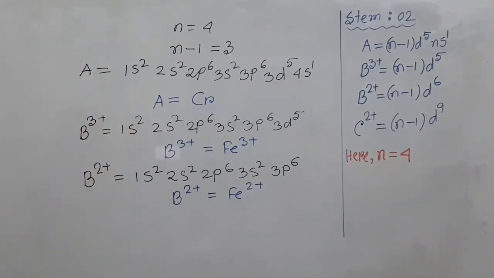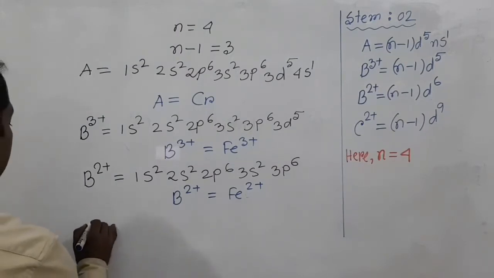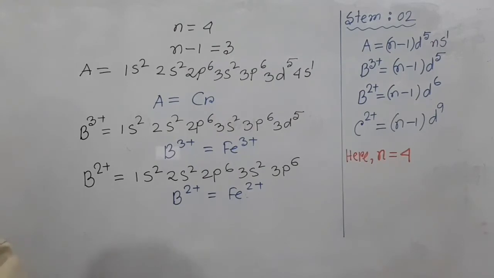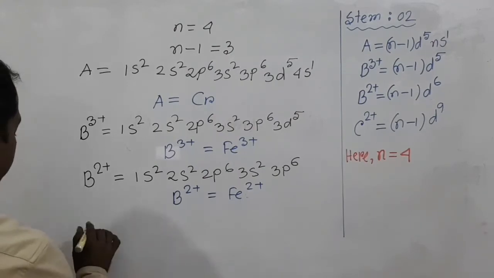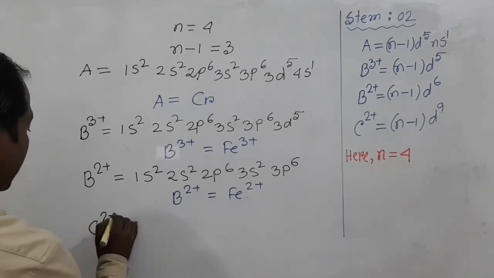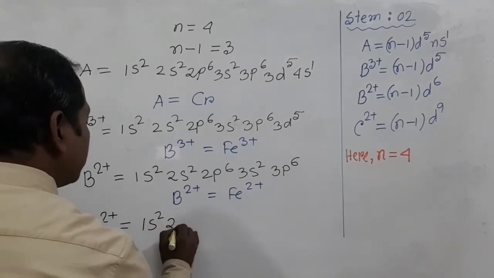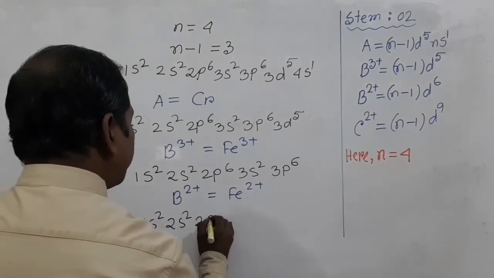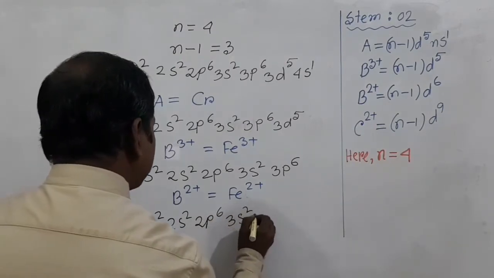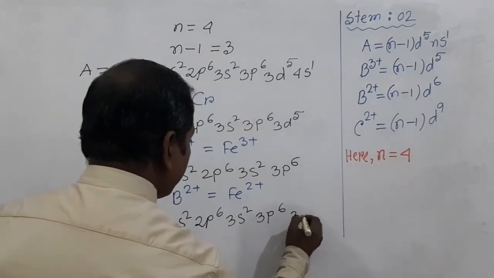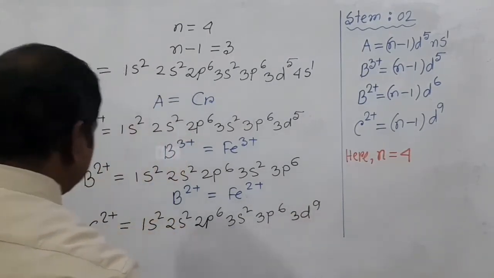and last electronic configuration is C2+. Last electronic configuration of C2+, here given C2+ is 1s2, 2s2, 2p6, 3s2, 3p6 and 3d9.